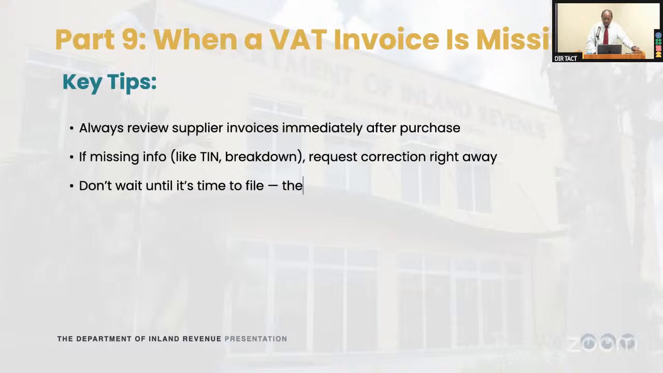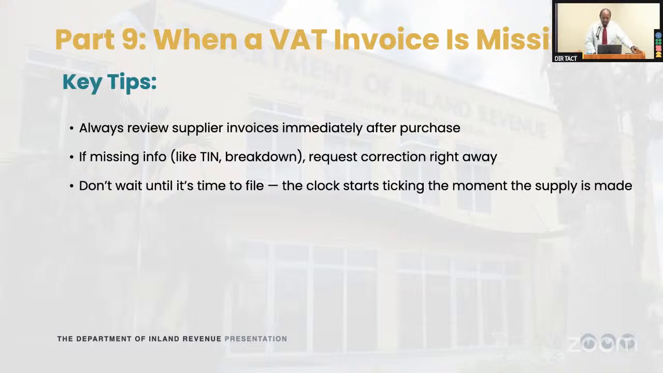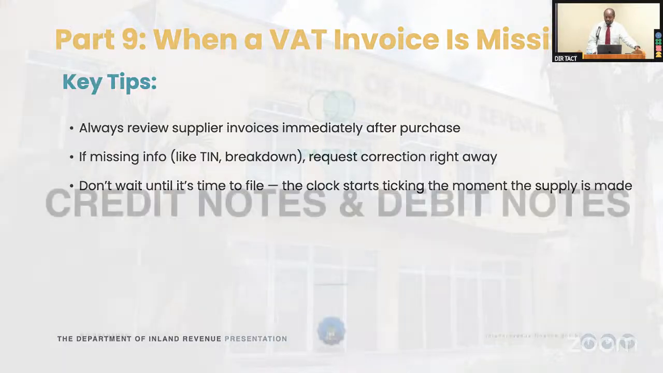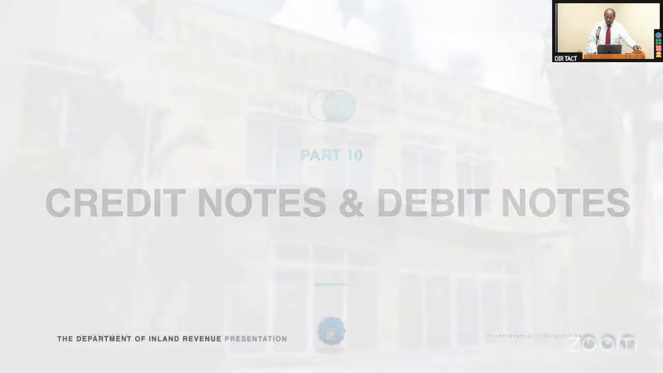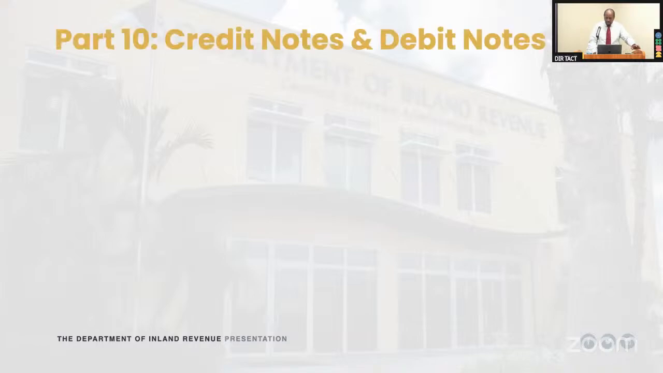So key tips: always review the supplier invoices immediately after purchase. If any information is missing, request a correction. Don't wait until it's time to file. The clock starts from the minute you actually did any type of business. Don't realize on the day of filing, oh, I don't have this invoice. So this is just something I want to mention that's going to be important to the next section.